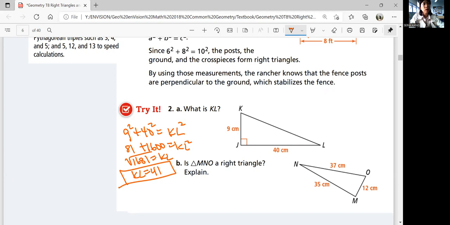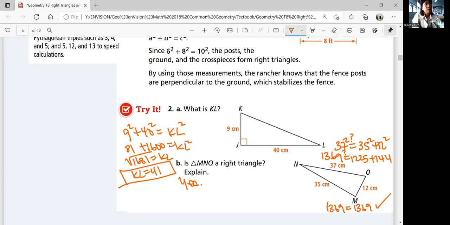Part B, is triangle MNO a right triangle? You can check if the hypotenuse, the longest side, satisfies the Pythagorean theorem, right? 37, we don't know, is it equal to 35 squared plus 12 squared? 37 squared is 1,369. 35 squared is 1,225. And 12 squared is 144. And we still don't know. But 144 plus 1,225 is equal to 1,369. So yes, it's a right triangle because it satisfies the equation.